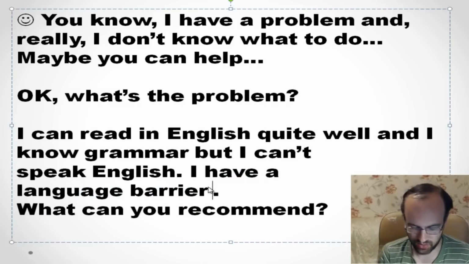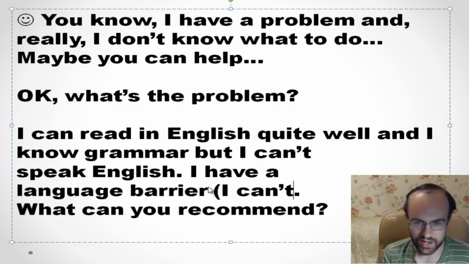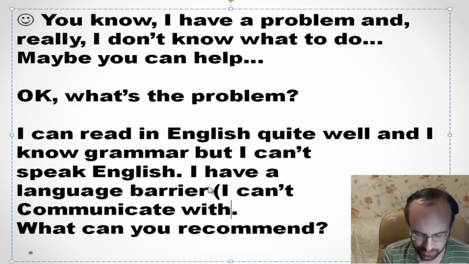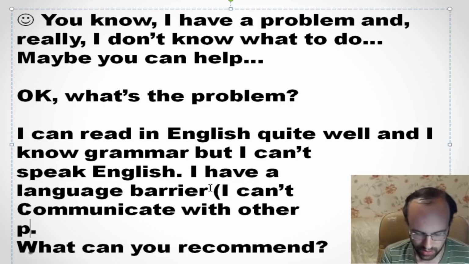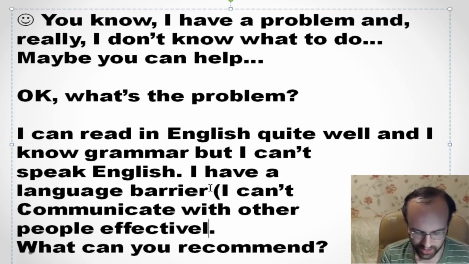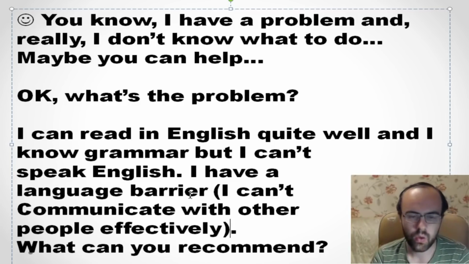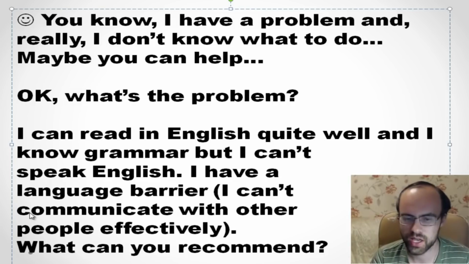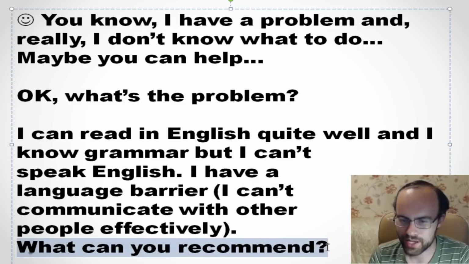Yeah, it means so. So you can also say I can't communicate with other people or with people from other countries effectively. It means very well. So you have problems when you communicate with them. I can't communicate with other people effectively. What can you recommend?